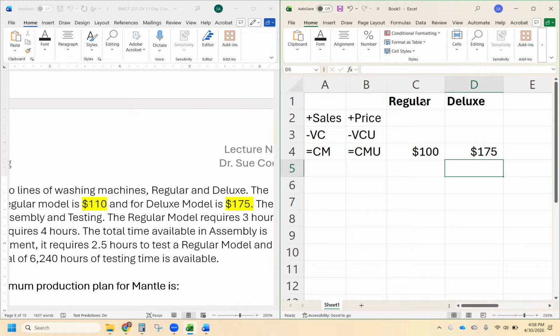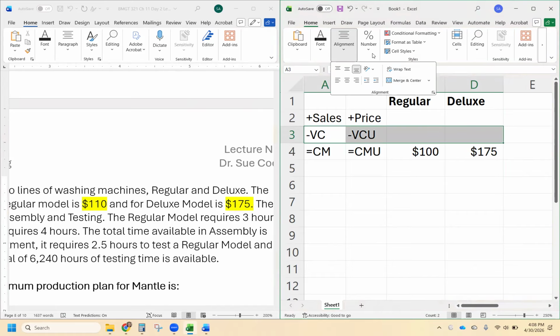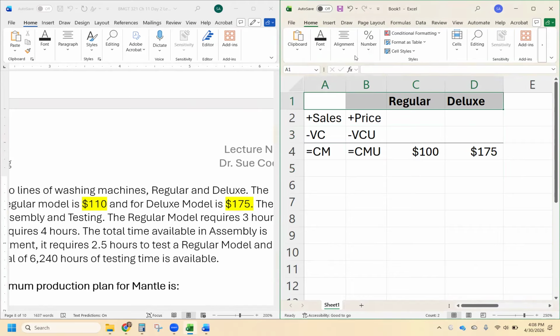Okay, so I know that I've got that information. I don't know what the price or the VCU is. I assume if that's important that they'll tell me. They haven't yet, so I don't know. I'll just wait and see if they give me more information. But that's all the information that I have so far.